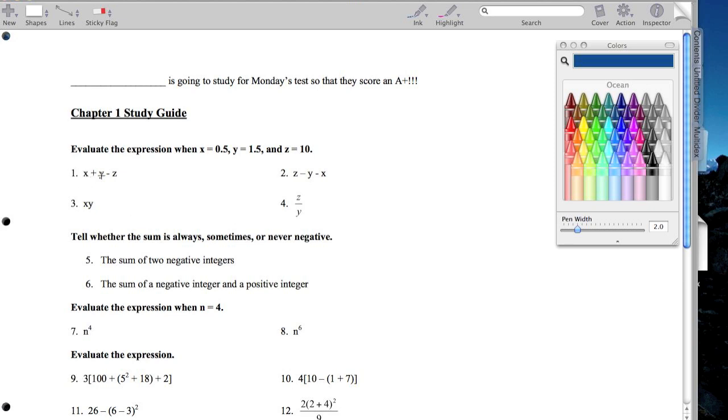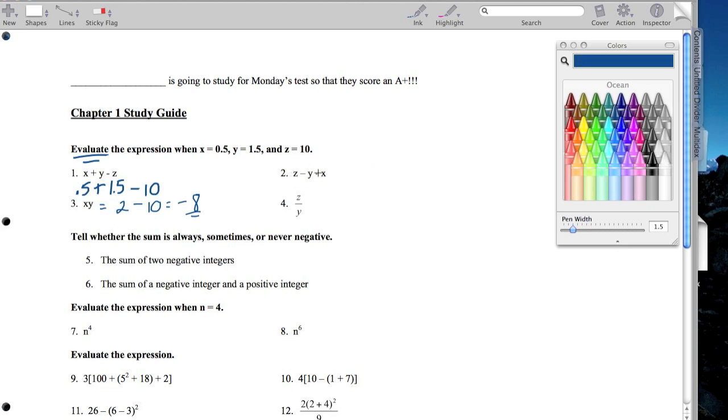So number 1, x plus y minus c, they're asking us to evaluate, so that means we want to substitute the values in. So it's going to be 0.5 plus 1.5 minus 10. Now because we have two different operations going on here, we have to follow PEMDAS. Go from left to right. 0.5 plus 1.5 is going to give us 2. And then 2 minus 10 is going to equal negative 8. So the answer to number 1 is negative 8.